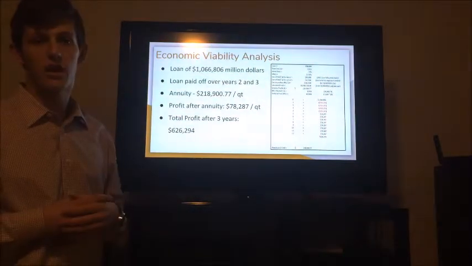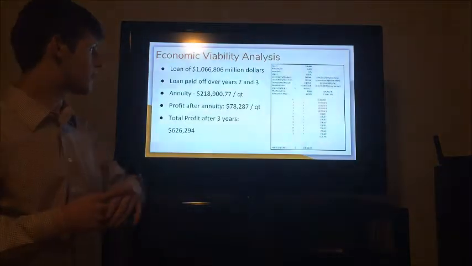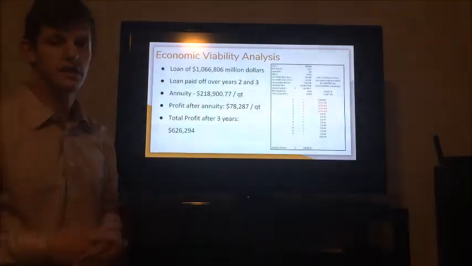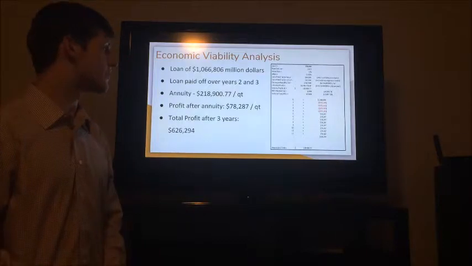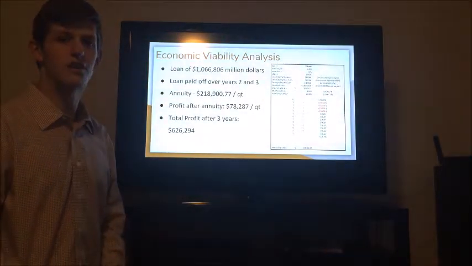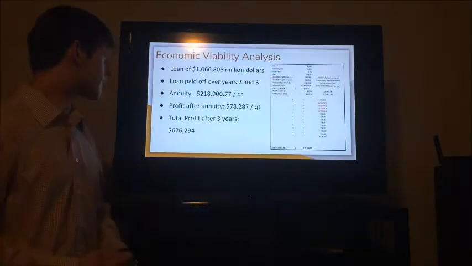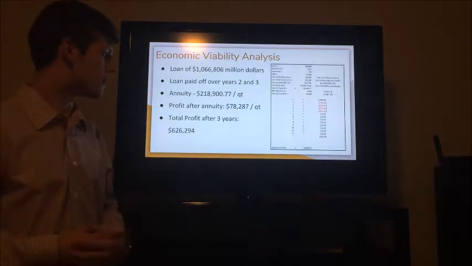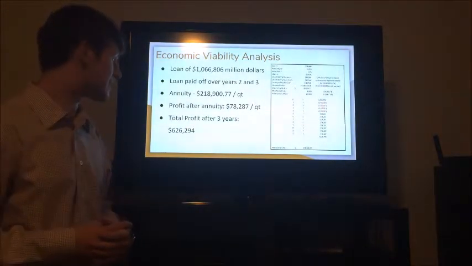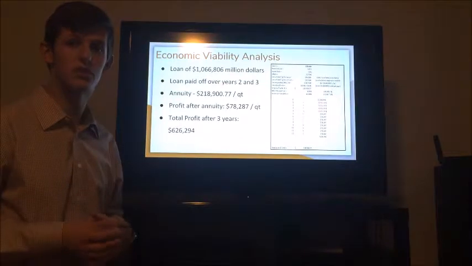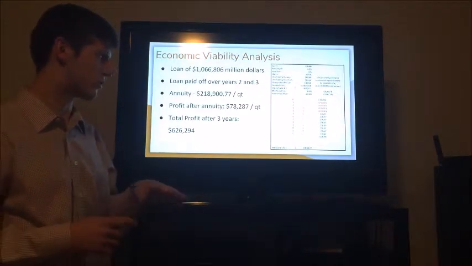So using that, paying off through 8 quarters, we found our annuity per quarter would be $218,900.77. And if that was paid off over the 3 years, we would be left with about $626,294 in profit overall.